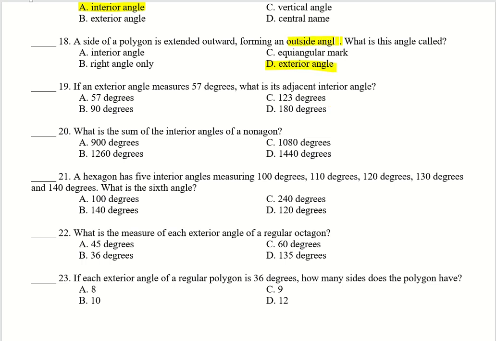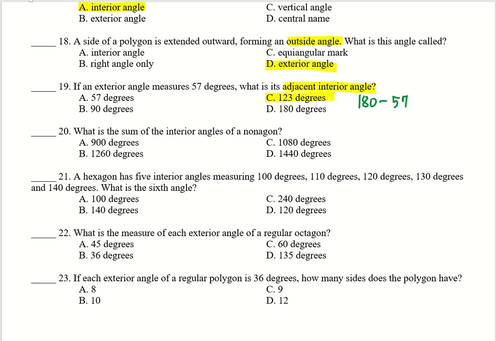If an exterior angle measures 57 degrees, what is its adjacent interior angle? So if they're asking for the adjacent interior, you just need to subtract 57 from 180. Okay, so for number 19, we'll have letter C, 123 degrees.